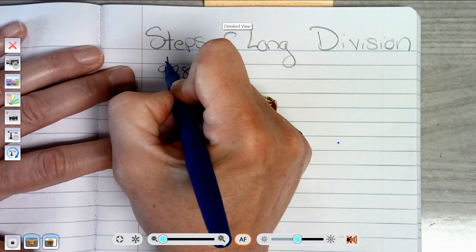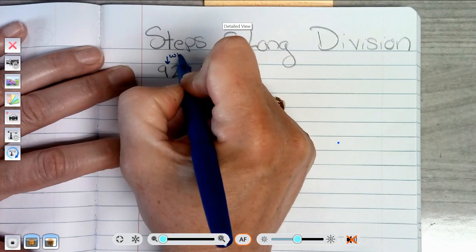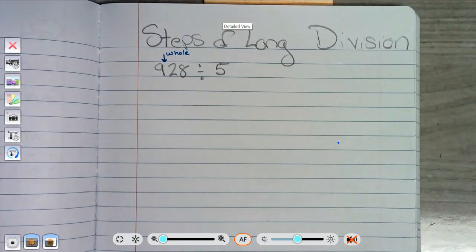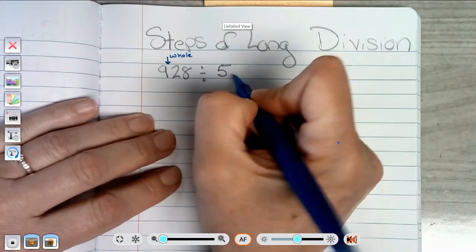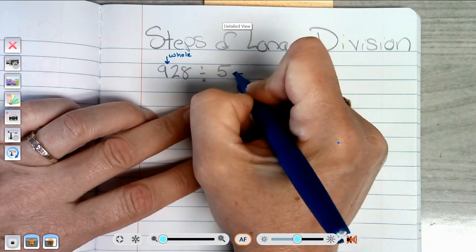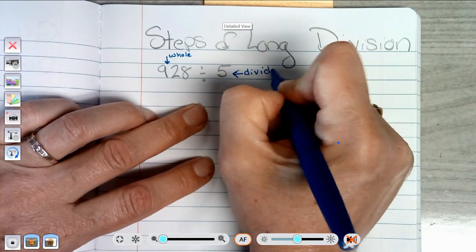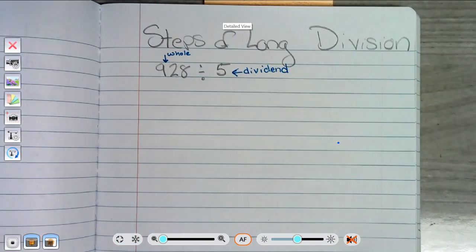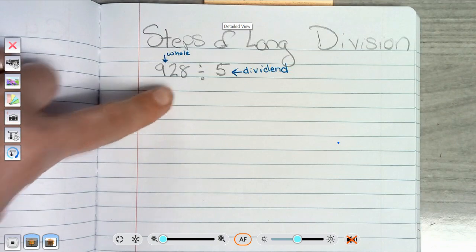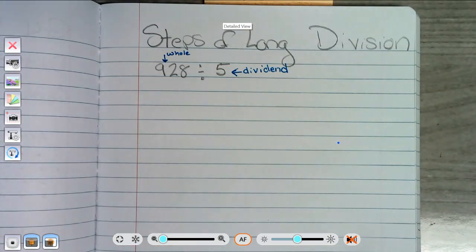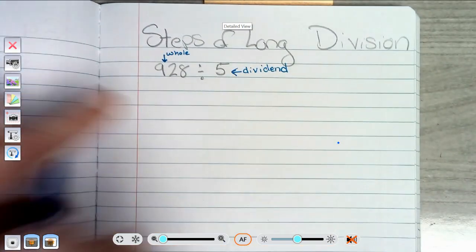That first number in a division is called the whole. That's the whole number. It's the biggest number that you're going to have. The second number is called the dividend. It's the thing you're dividing it into. We're making groups. We have 928 and we're making groups of 5. So the second number is called the dividend. Those are a couple things that you need to know.